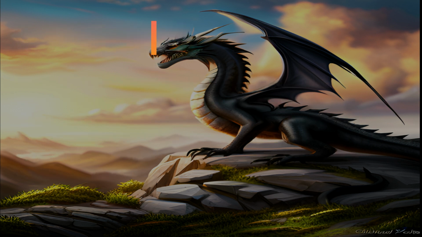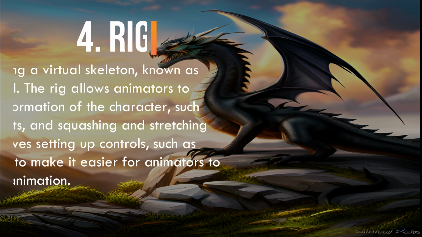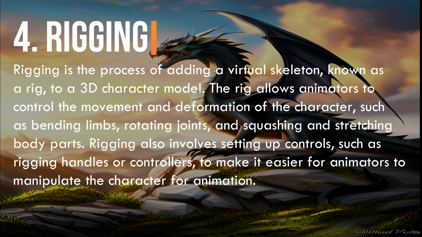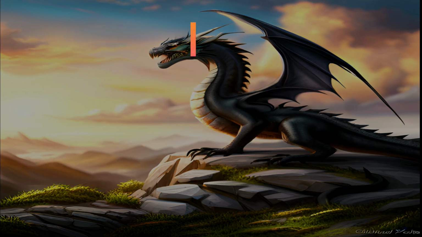4. Rigging. Rigging is the process of adding a virtual skeleton, known as a rig, to a 3D character model. The rig allows animators to control the movement and deformation of the character, such as bending limbs, rotating joints, and squashing and stretching body parts. Rigging also involves setting up controls, such as rigging handles or controllers, to make it easier for animators to manipulate the character for animation.